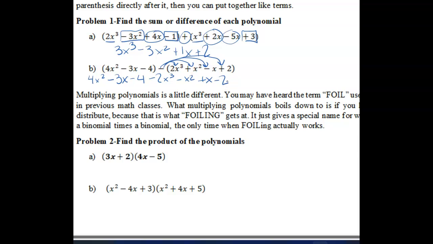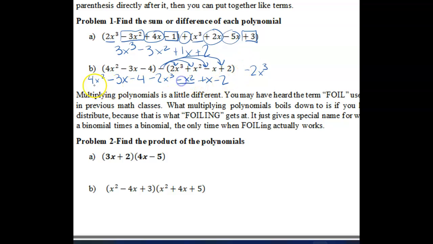Alright, and from here, now we just add our like terms like we just did. I only see one x cubed term. So I had that negative sign here, so please make sure it's out in front. That's the biggest issue I see.